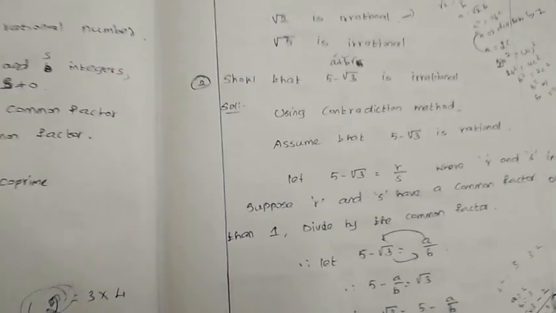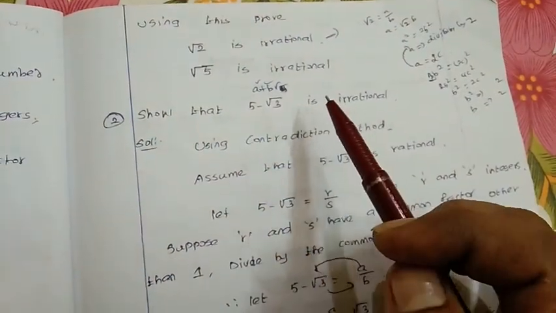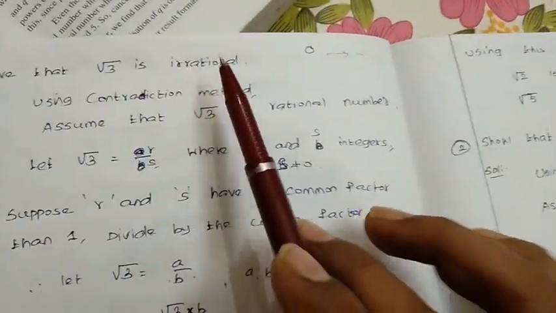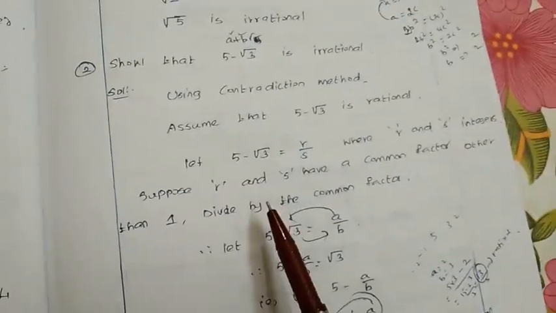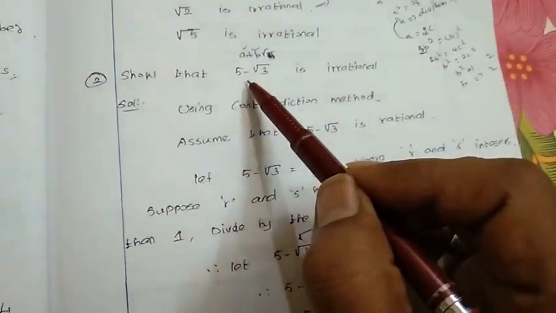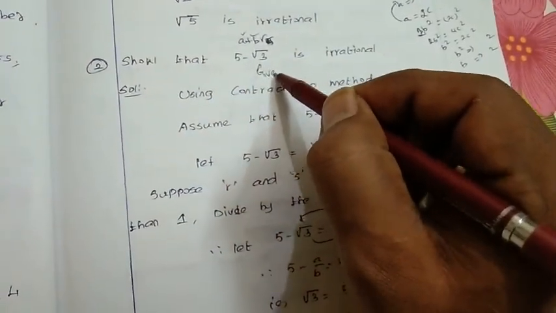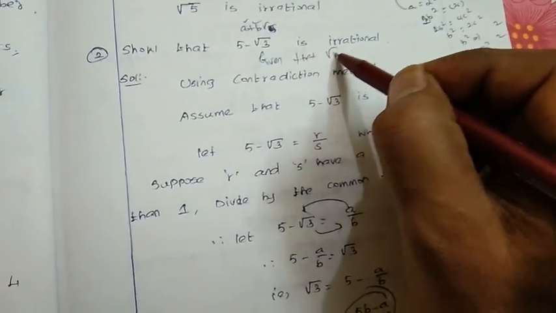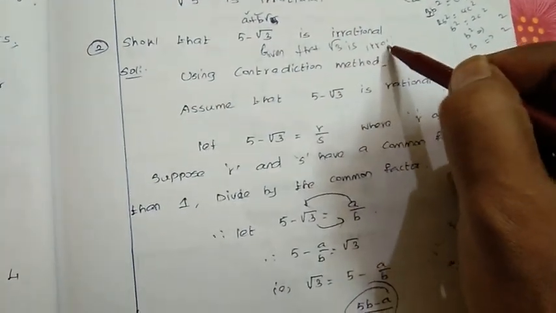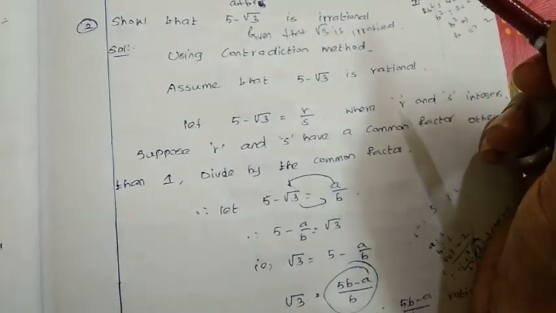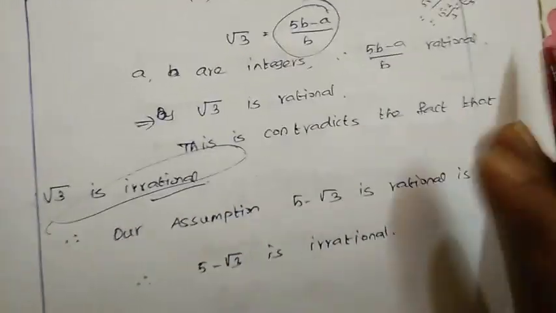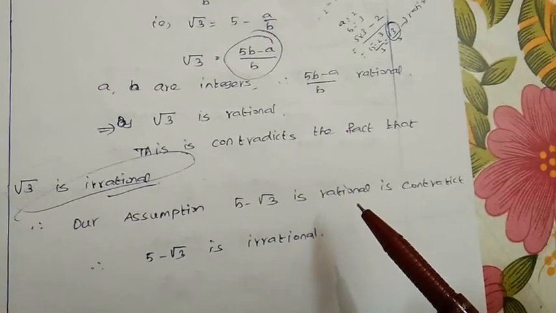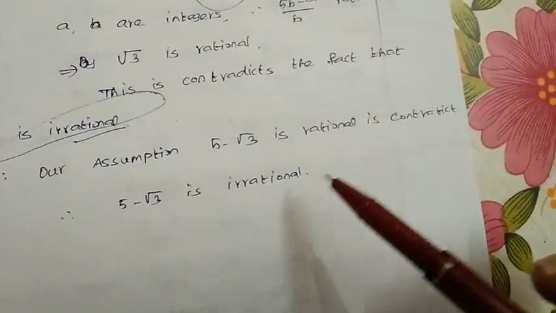Suppose the question is show that 5 minus root 3 is irrational, means first we need to prove root 3 is irrational, and after that we need to start the proof of this 5 minus root 3. But if it says show that 5 minus root 3 is irrational given that root 3 is irrational, means we can use it directly. Otherwise we need to prove root 3 is irrational. Okay. Our assumption that 5 minus root 3 is rational is contradicted, that is 5 minus root 3 is irrational.